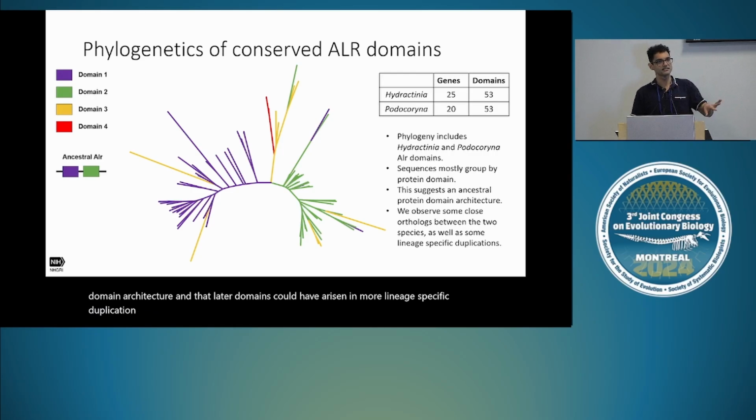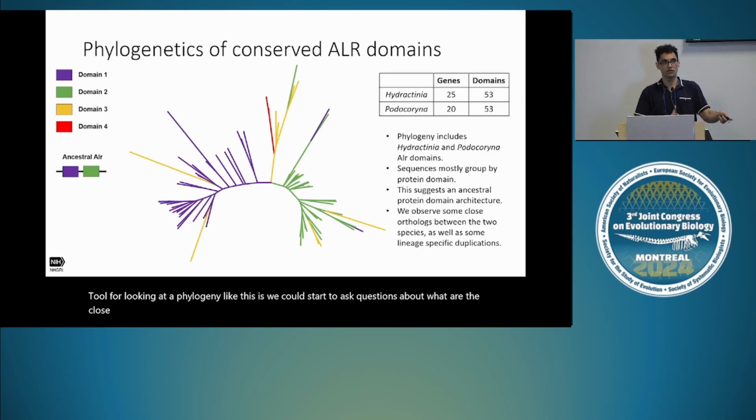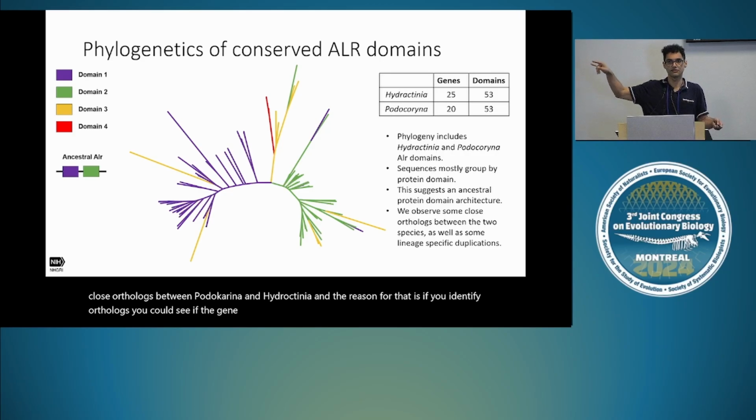One of the things that is useful for looking at a phylogeny like this is we could start to ask questions about what are the close orthologs between Podocoryna and Hydractinia. The reason for that is if you identify orthologs, you could see if the gene order is similar between the two species and start to ask questions about synteny.